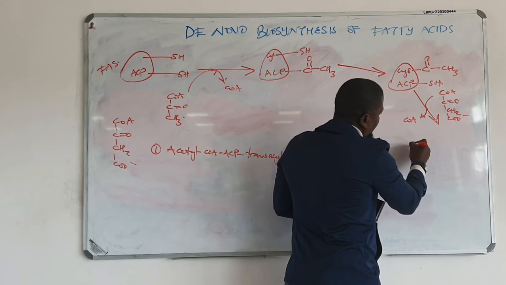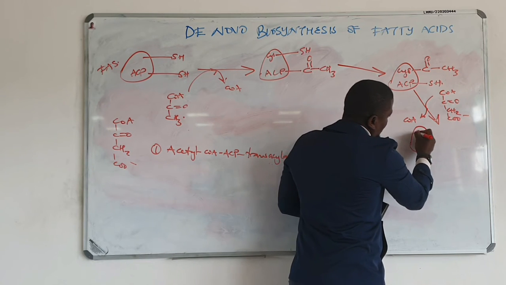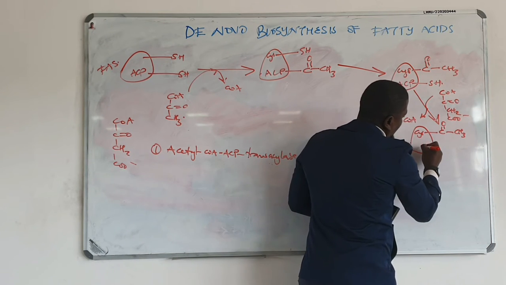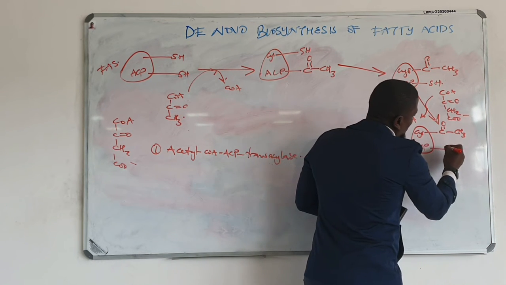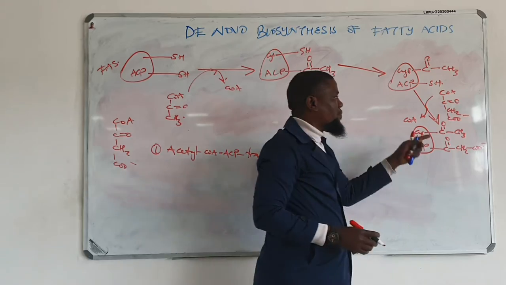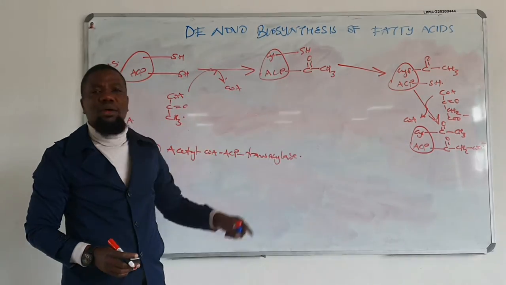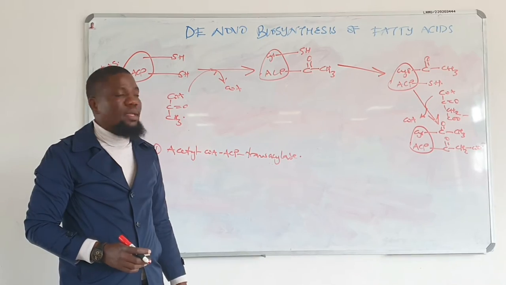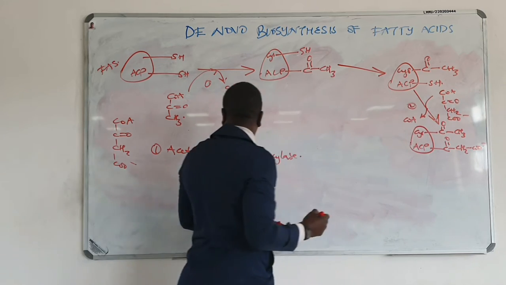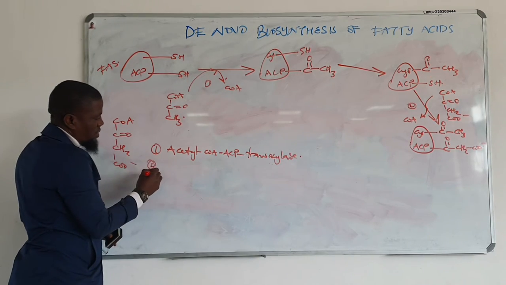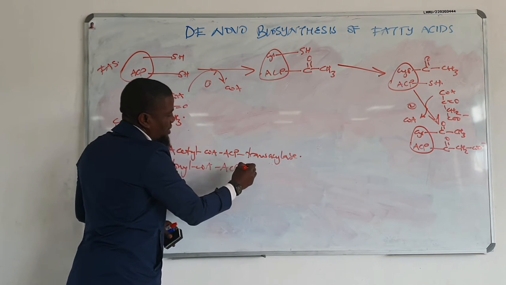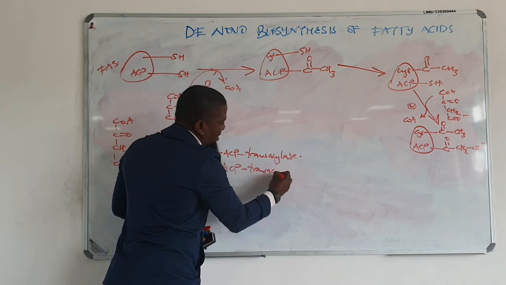The end product will look like this, cysteine, acyl carrier protein. This is what would happen. The enzyme that will catalyze this reaction is actually called malonyl CoA SCP transacylase.